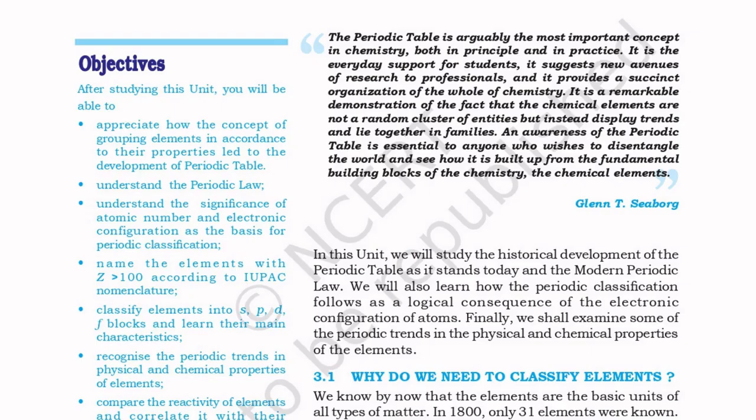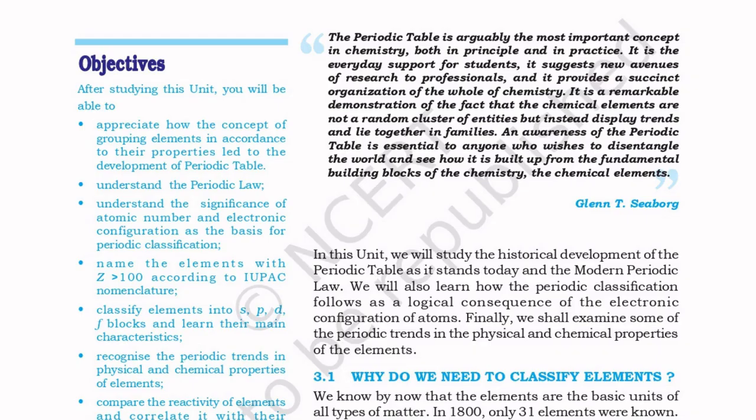In this unit, we will study the historical development of the periodic table as it stands today and the modern periodic law. We will also learn how the periodic classification follows as a logical consequence of the electronic configuration of atoms. Finally, we shall examine some of the periodic trends in the physical and chemical properties of the elements.